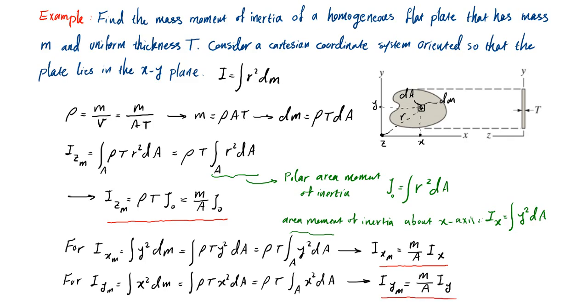So we got three mass moments of inertia: one about z-axis, one about x-axis, another one about y-axis. And you see how they are related to the area moments of inertia that we know from before.